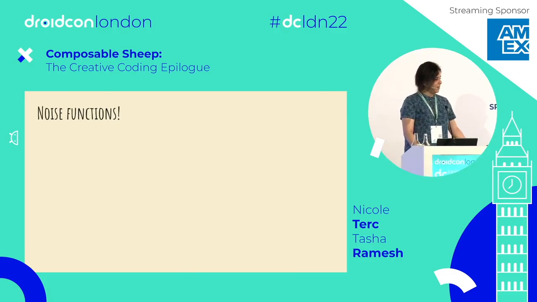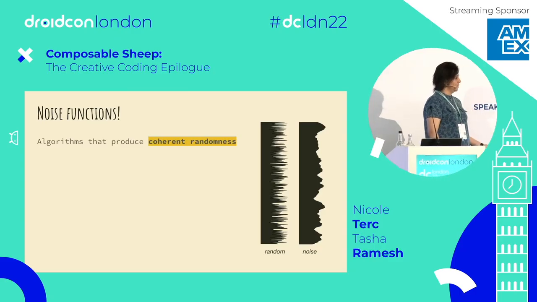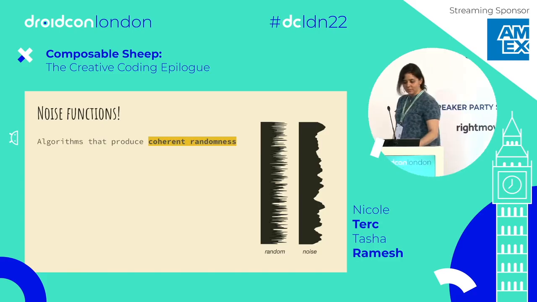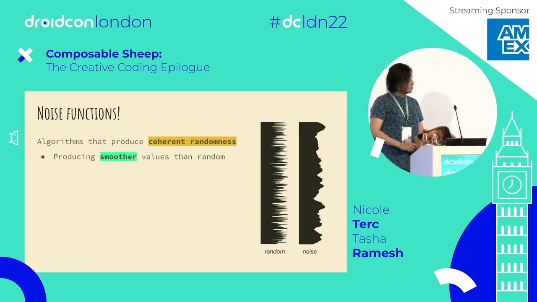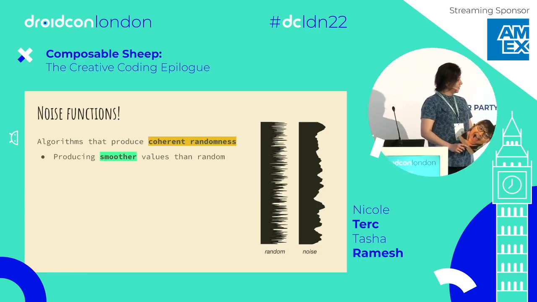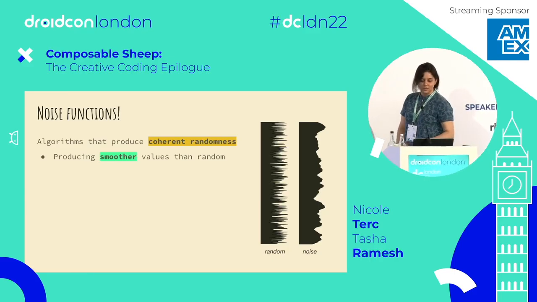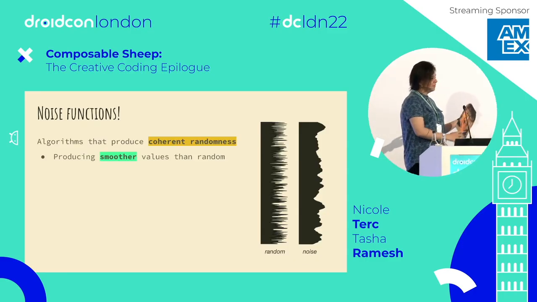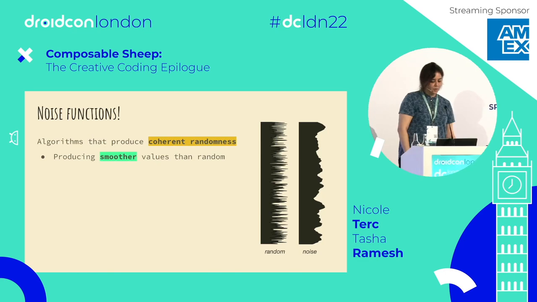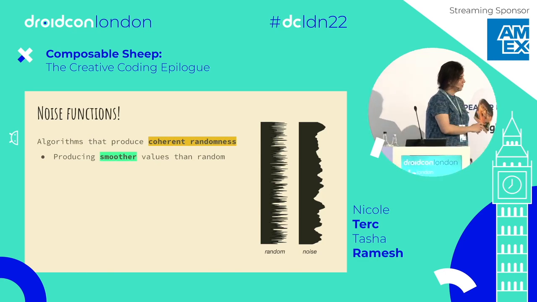So, what are noise functions? In summary, noise functions are algorithms that produce coherent randomness. This means that we're going to obtain a smoother value of random. This is because each of the values in this algorithm are related to the previous and next values. That's why when you go random, there's no relation between them, so the value can jump to minimum and maximum without any reason. But with noise, you get this wavy pattern because the next value is related to the previous one.